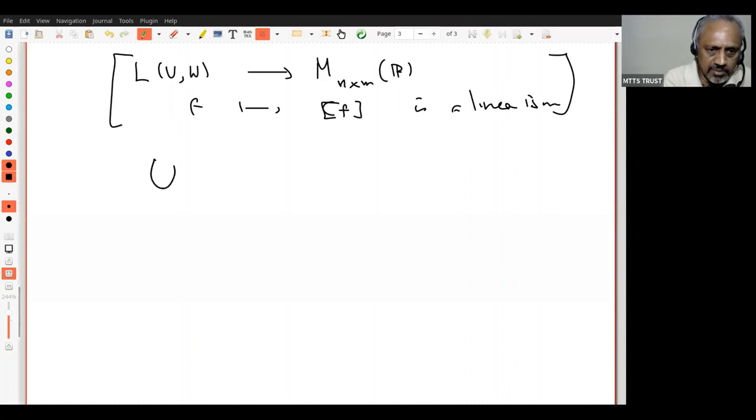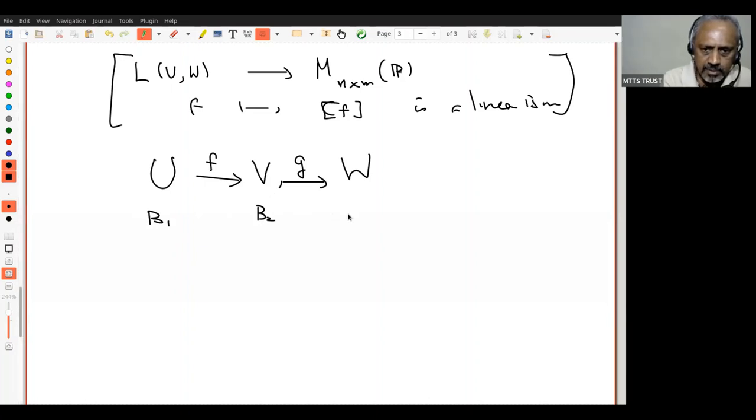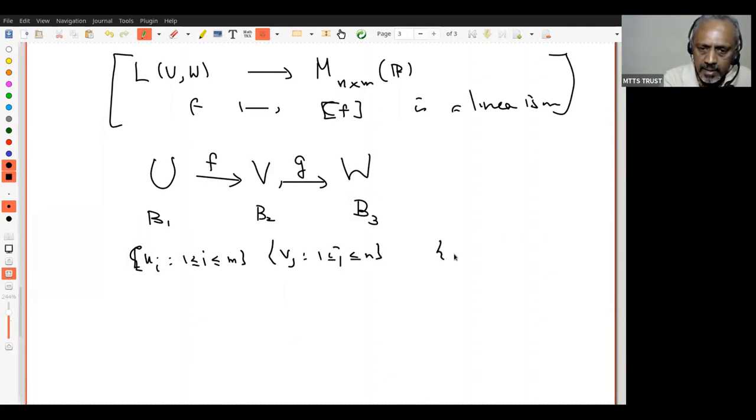Suppose I have three vector spaces, all finite-dimensional, U, V, W. And suppose I have a linear map F and a linear map G here. And again, let us look at B1 as an ordered basis for U, B2 as an ordered basis for V, and B3 as an ordered basis for W. Also, let us give names: ui, 1 less than or equal to i less than or equal to m, vj, 1 less than or equal to j less than or equal to n, and wk, 1 less than or equal to k less than or equal to p.